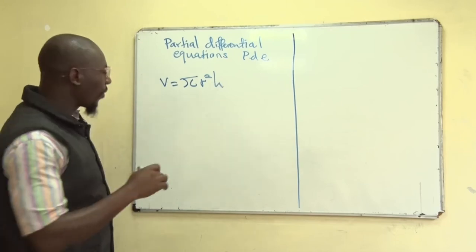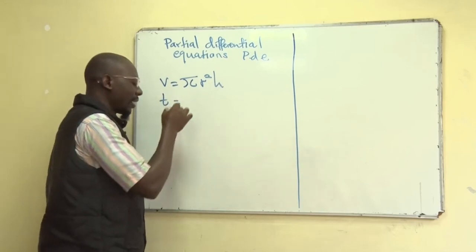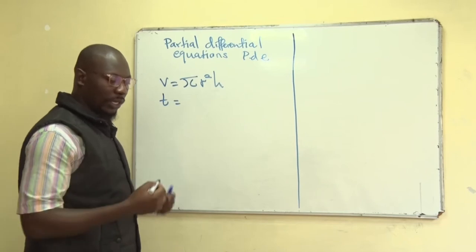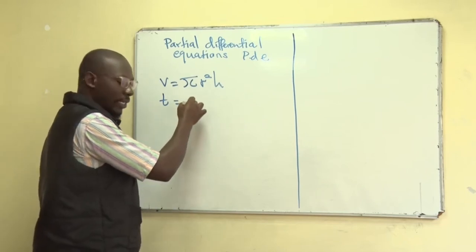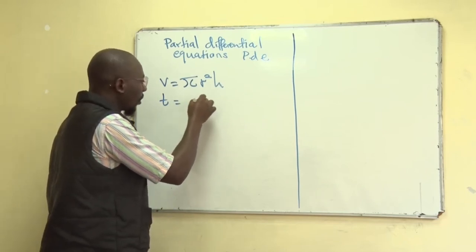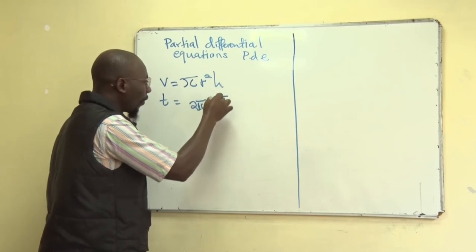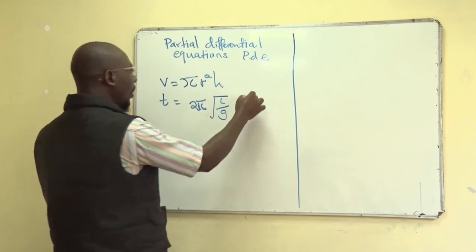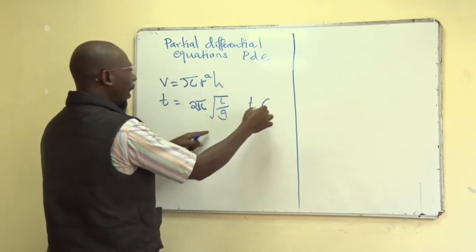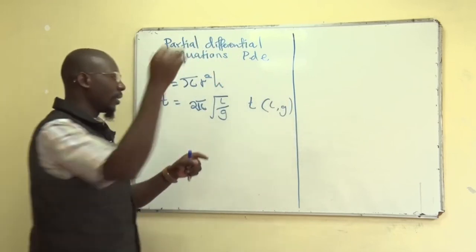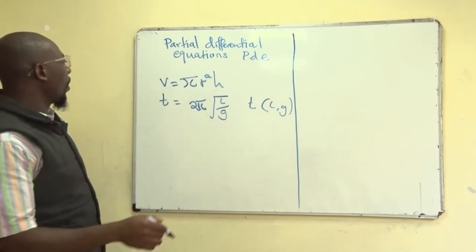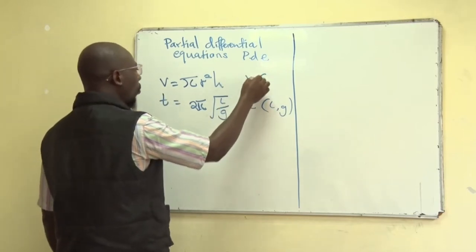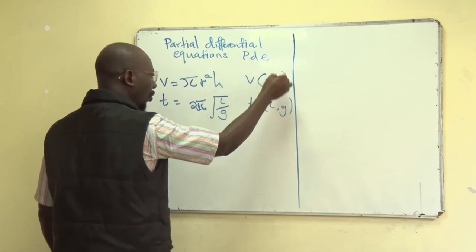We can also have the time of oscillation in an oscillatory movement or harmonic movement. Time of oscillation is given as 2 pi the root of L over g. So in this case, T is a function of L and g. But for the volume, V is a function of r and h.